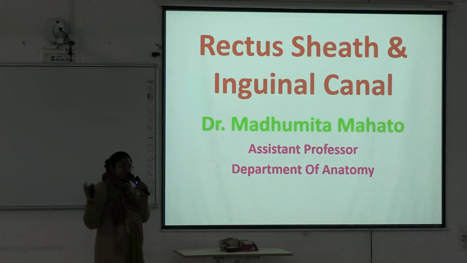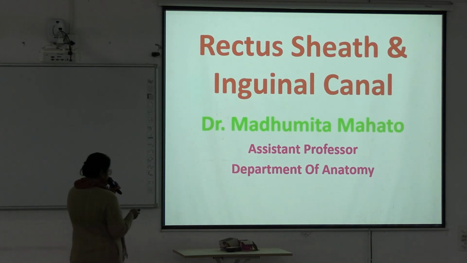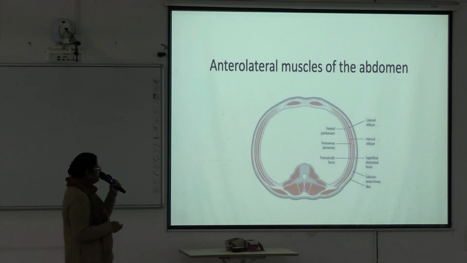We will briefly discuss the anterior abdominal wall, and this rectus sheath is related to it. That's why you have to know all this, okay? See here, this is a section through the abdomen, only showing the outer wall of the abdomen.